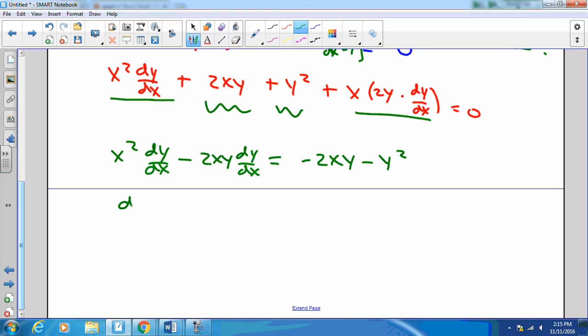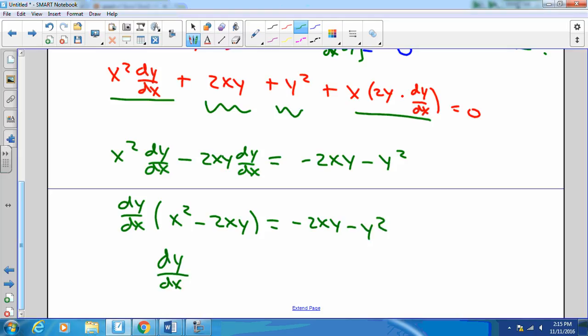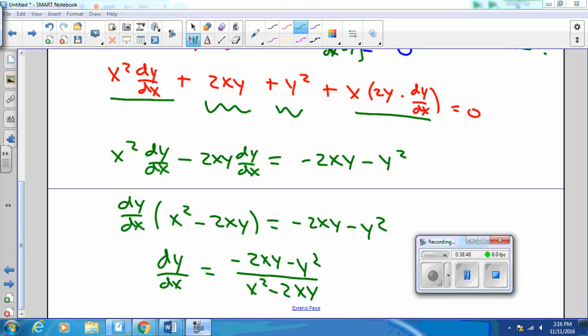Now factoring is my friend. Out comes dy/dx times all of this, and we get dy/dx is equal to negative 2xy minus y squared over x squared minus 2xy. And believe it or not, even though it looks like you can simplify it, there is not much simplification that can happen. Tomorrow, we'll ask, how can I use this to find interesting points?